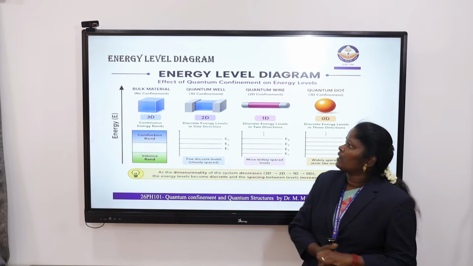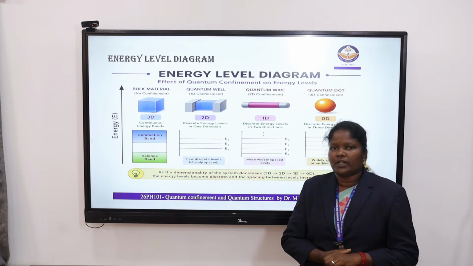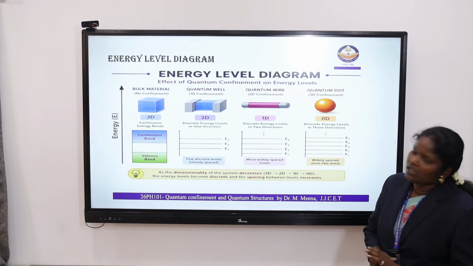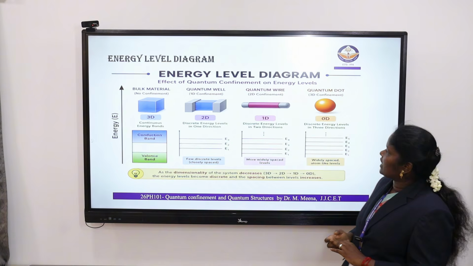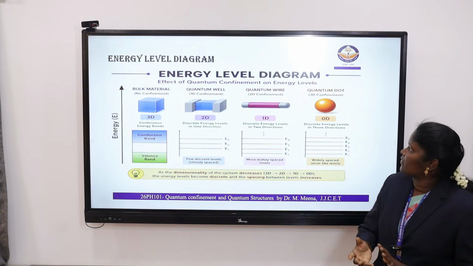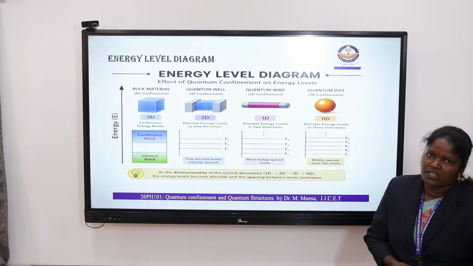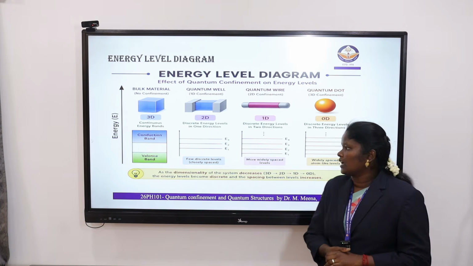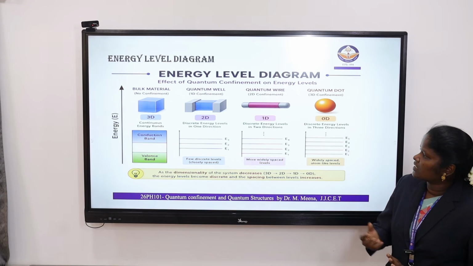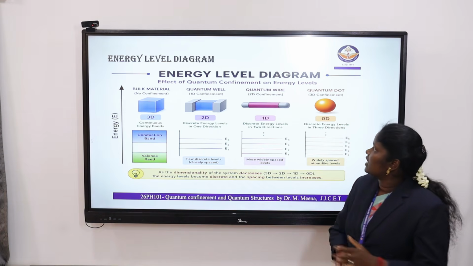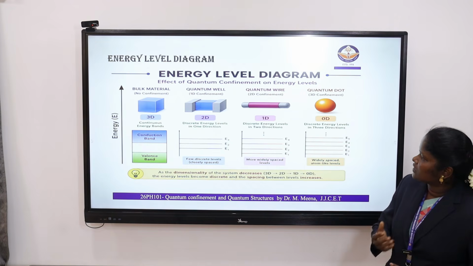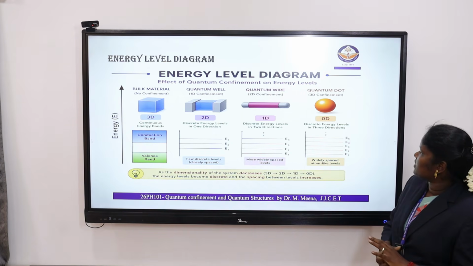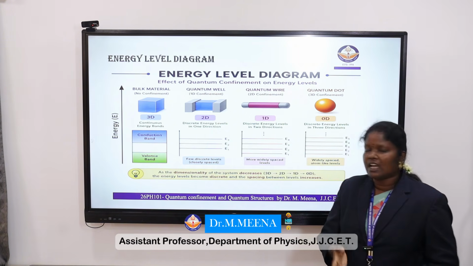Energy level diagram for bulk materials and nanomaterials. In bulk materials, there is no confinement. In a quantum well, one dimension is confined. In a quantum wire, 2 dimensions are confined. In quantum dots, 3 dimensions are confined. In bulk materials, continuous energy bands occur. Then the quantum well has discrete energy levels in one direction, the quantum wire has discrete energy levels in 2 directions, and the quantum dot has discrete energy levels in 3 directions.